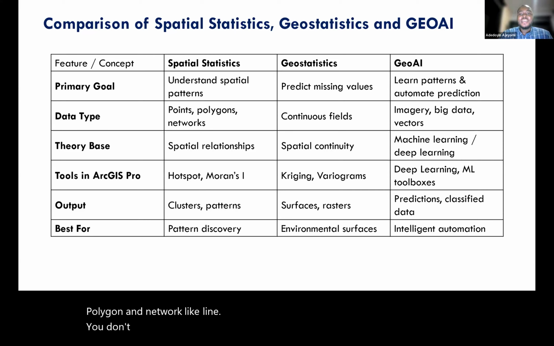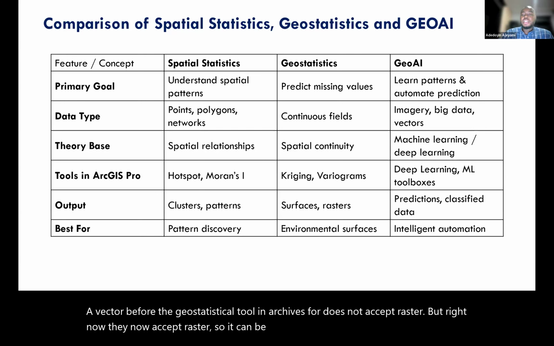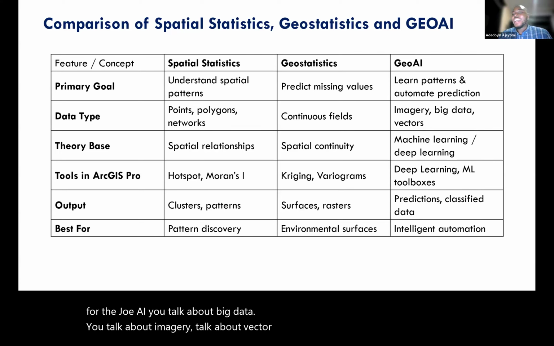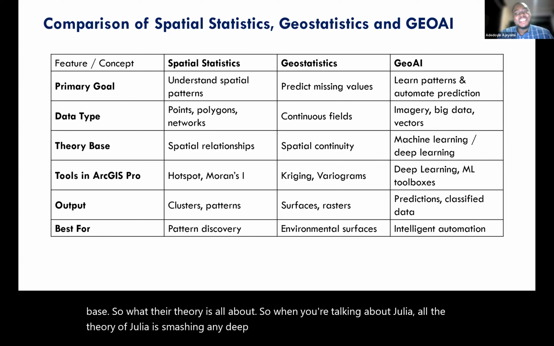For geostatistics, it is continuous field. Continuous field can be a raster, it can be a vector. Before, geostatistics in ArcGIS Pro did not accept raster, but right now they accept raster. So it can be a raster, it can be anything you want. Then for GeoAI, we talk about big data. You talk about imagery, you talk about vector. They are theory based, so what is their theory all about? When you're talking about GeoAI, all the theory of GeoAI is machine learning and deep learning. So if you're interested in GeoAI, go and learn machine learning and deep learning.